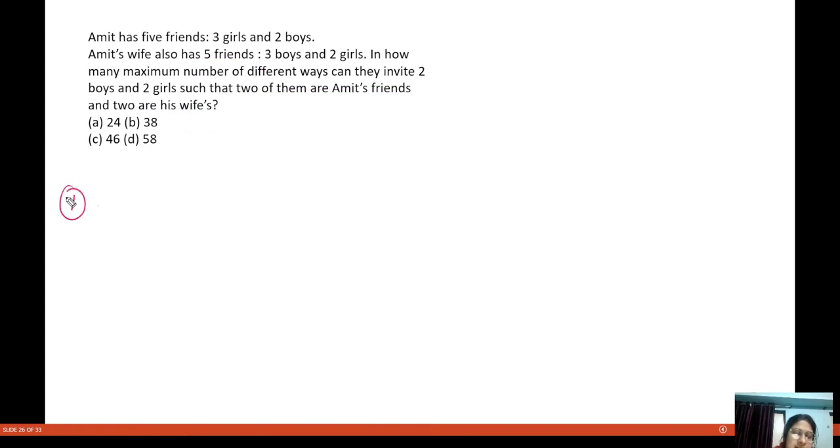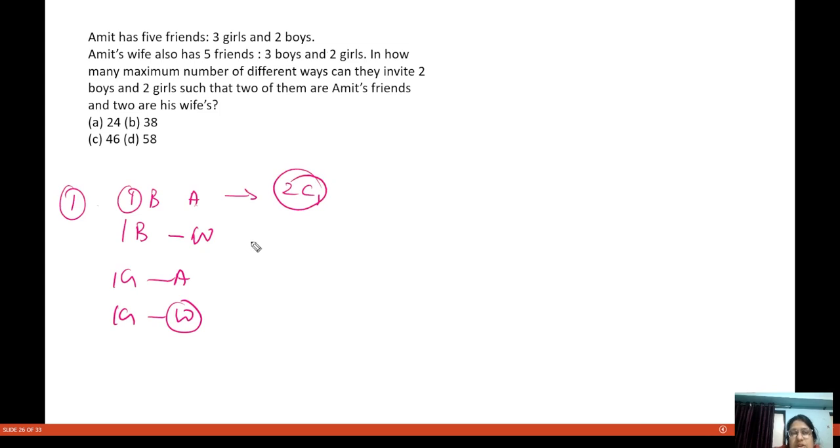So the first condition is that one boy from Amit and one boy from Amit's wife and one girl from Amit and one girl from Amit's wife. So let us see in how many ways we can do this. So one boy from Amit. Amit has five friends, three girls and two boys. So one boy from Amit you can choose in 2C1 ways. Amit's wife has five friends, three boys. So from Amit's wife you can choose in 3C1 ways.